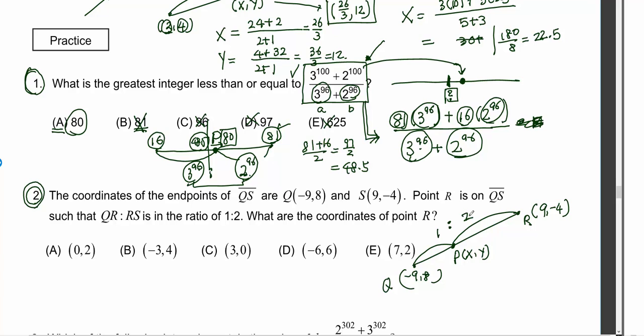Okay, guys, have some practice. Find the answer, okay?